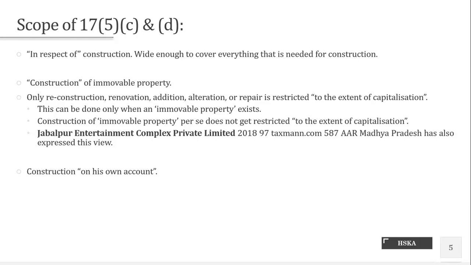Only that kind of construction which results in an immovable property is the construction being talked about. Construction of a spacecraft is not discussed here. Can you repeat that, sir? When you say qualifying, I did not understand.